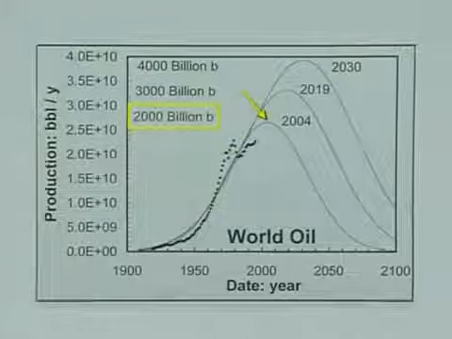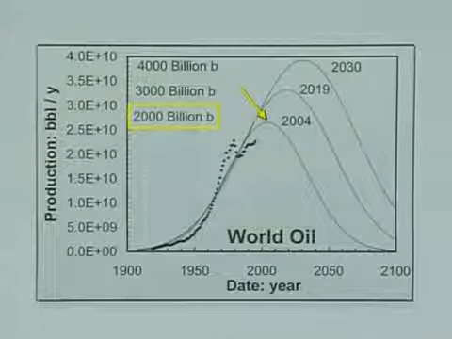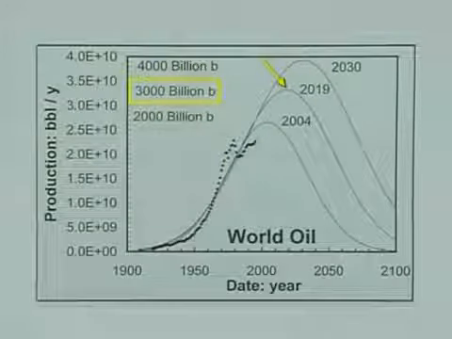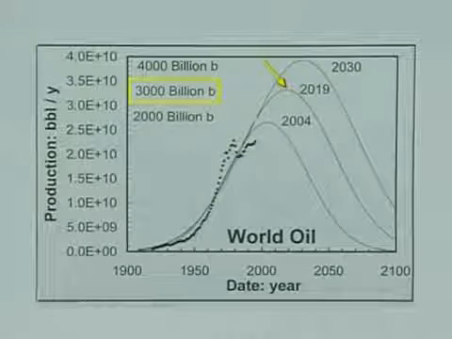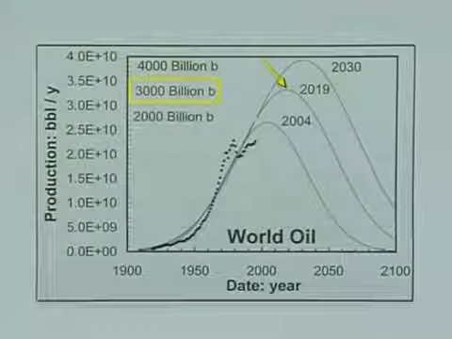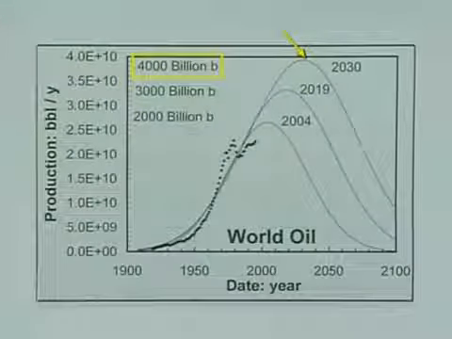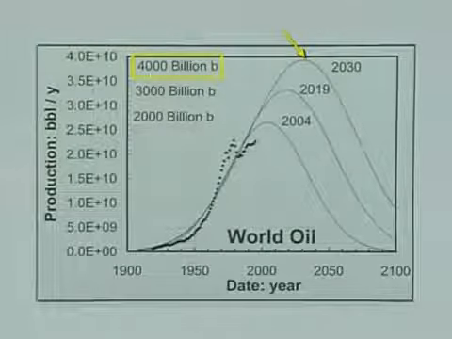If I do that and do the fit, there is the curve. The curve has a peak in the year 2004. Now if I say, let's assume there's 50% more oil than the geology consensus, then the fit gives me the year 2019 for the peak, and if I assume there's twice as much oil as the consensus figure, then the peak's back to the year 2030.